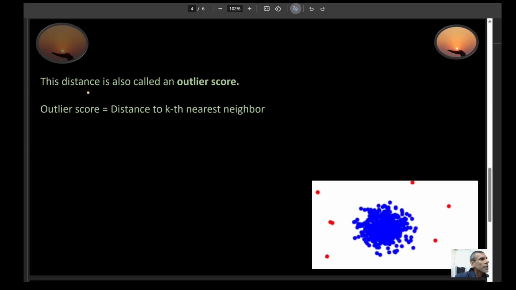Now this distance has a special name. It is also called an outlier score. So the formula for outlier score is equal to the distance to the kth nearest neighbor.